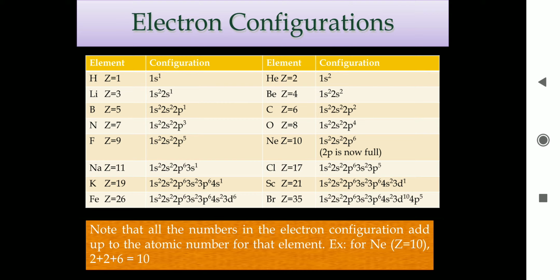Sodium has, where is sodium? Here is sodium. Sodium has only one electron in its 3s orbital. Potassium has only one electron in its 4s orbital. Okay, that's all.